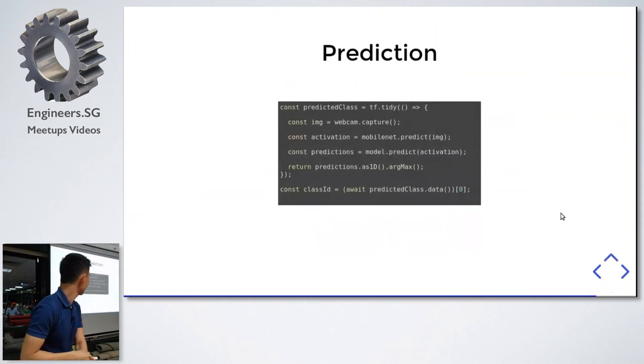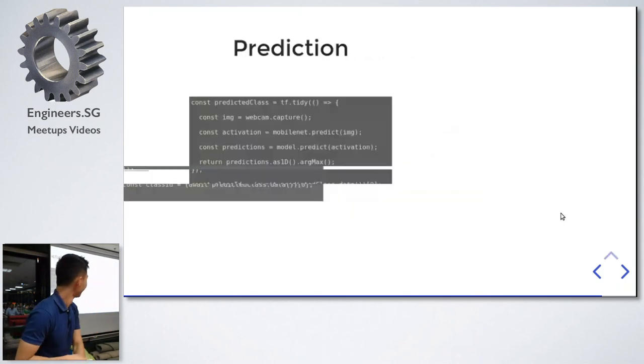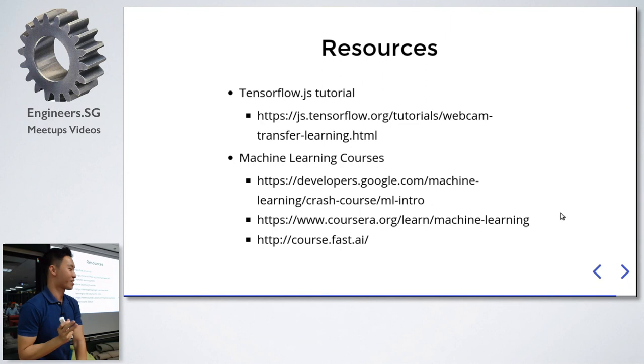And prediction, this is the code. Very simple. In this case, it captures the image from the webcam, and then it does the MobileNet prediction, which is the pre-trained one. Then it passes the activation. Activation is like the signals to the other one, which is the model that we trained before, and gets the class. All right, so that's the end of my presentation.